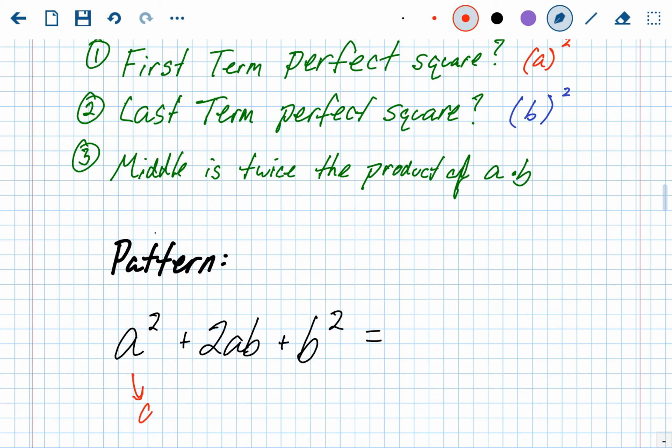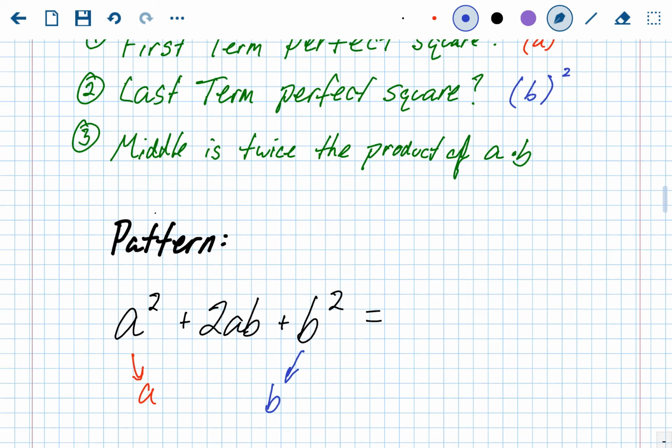Yes, it is. A times A is A squared. Is the last term a perfect square? Yeah, B times B is B squared. Is the middle term twice the product of A times B? The product of A times B is AB. Twice of it would be 2AB. So A times B, doubled, is 2AB.